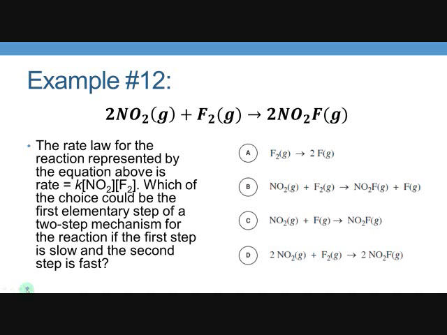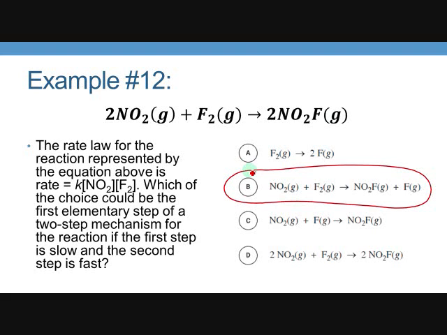Why? Because the F2 and the F cancel, but only one of the F2's cancel. The F and the F2 cancel. Yes.